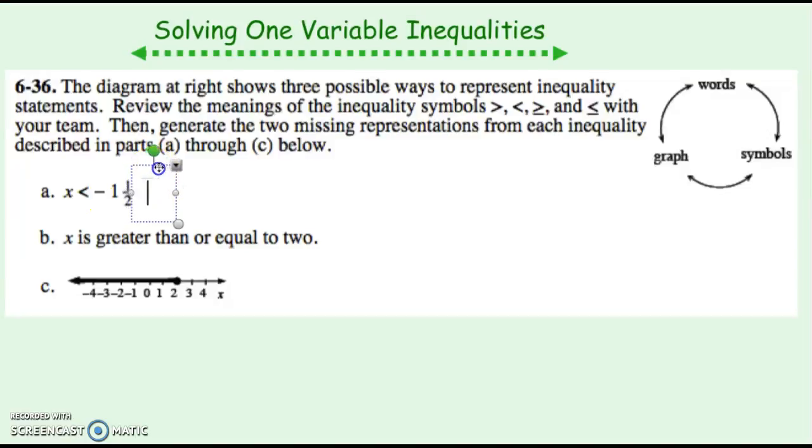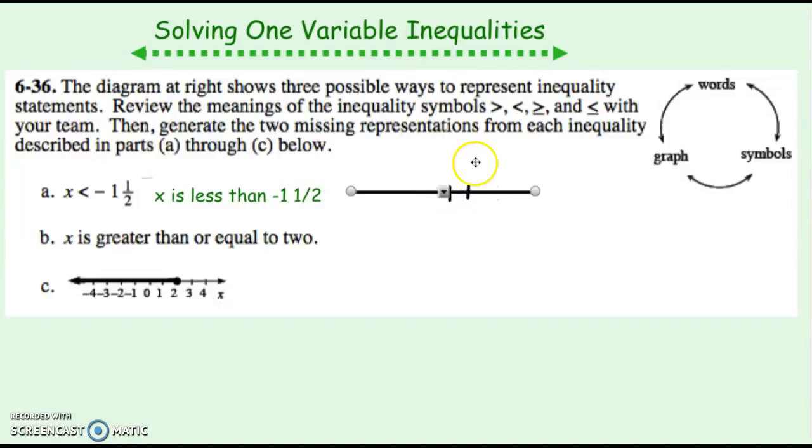That would be written in symbols. The way you're going to write it in words is exactly how you say it. So x is less than -1.5. The last thing I need to do is make a graph. So I'm going to make a graph, and then I need to put the tick marks on it so that I can show where each number will go. So you need to be doing this in your notebook also.